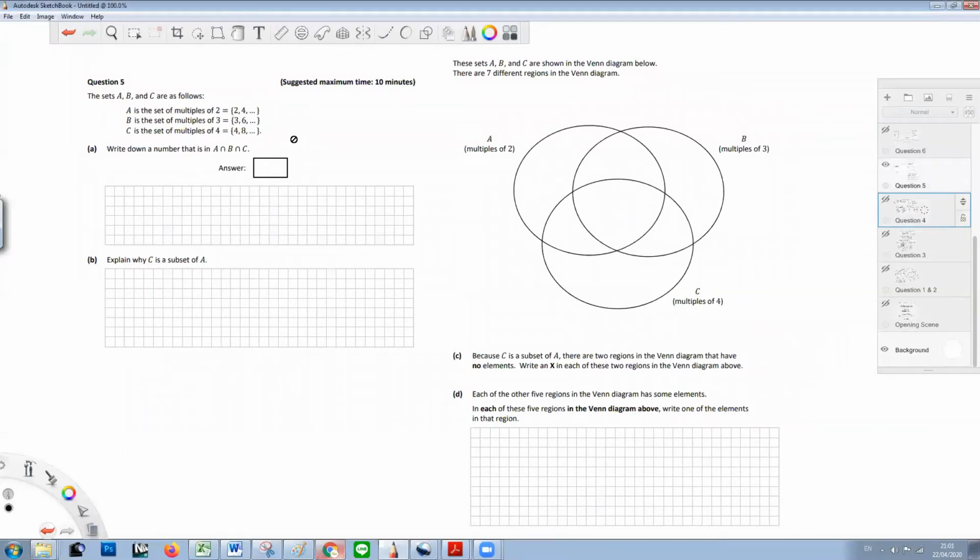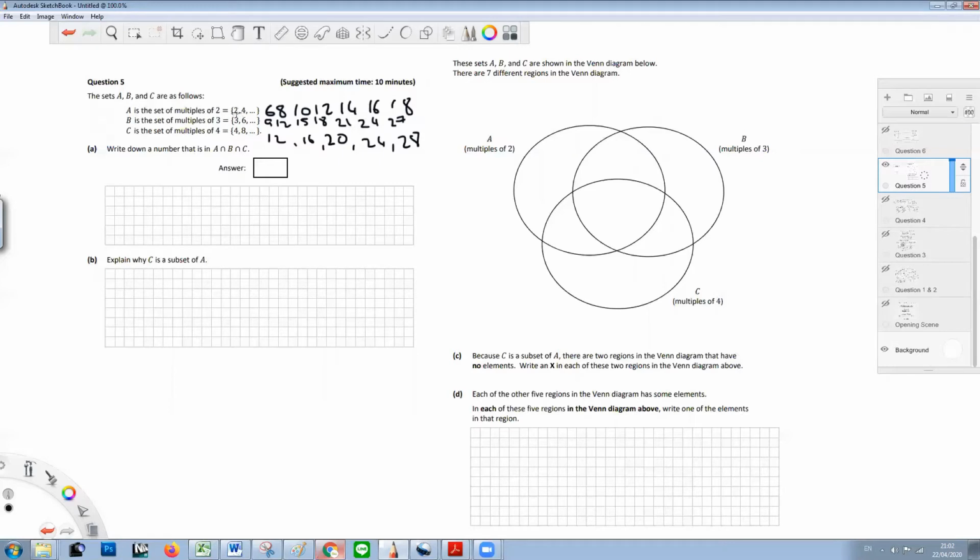And the sets A, B, and C are as follows. A is a set of multiples of 2: 2, 4, 6, 8, 10, and so on. B is in multiples of 3, so 3, 6, 9, 12, 15, 18, 21, 24, 27, etc. And C is in multiples of 4, so 4, 8, 12, 16, 20, 24, 28, etc. Write down a number that is in A intersection B intersection C. So some number that is in all three.